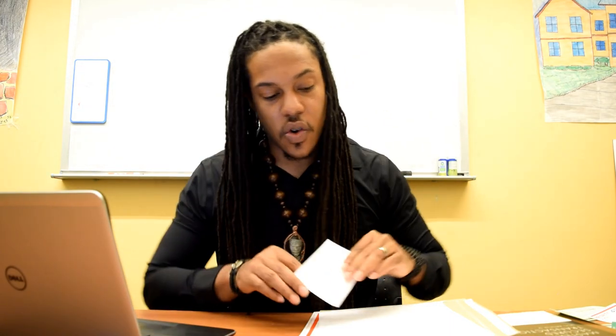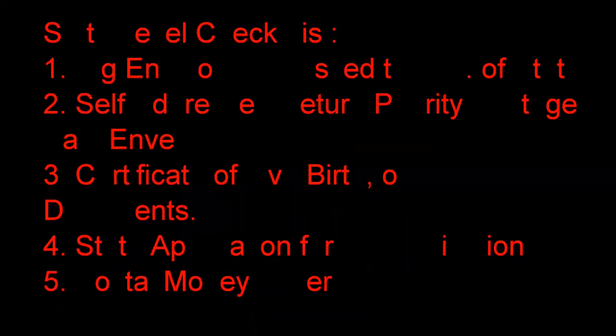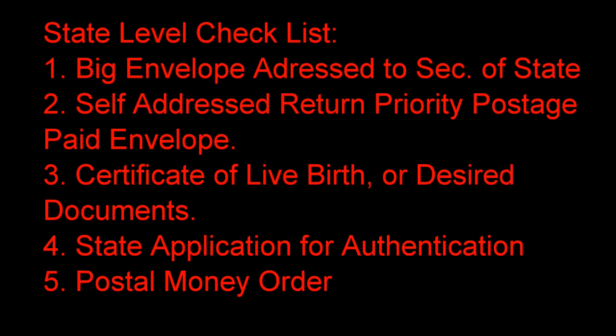this is my postal money order. I would include this with it for $4 because I'm getting two records authenticated or apostilled. And then we would need to print out our application form. And all of those are going to the same place.